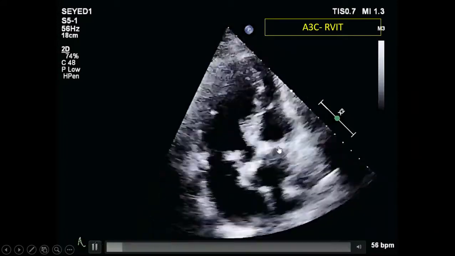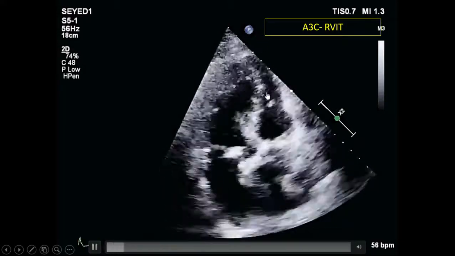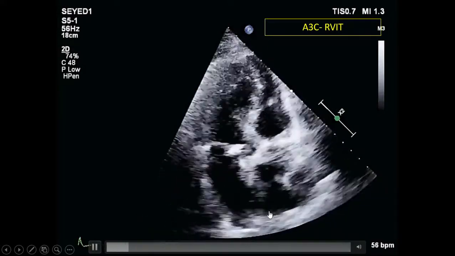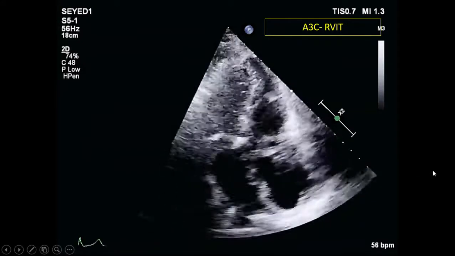As you see, if there is any jet here, you can make your cursor completely parallel to the jet on the tricuspid valve.